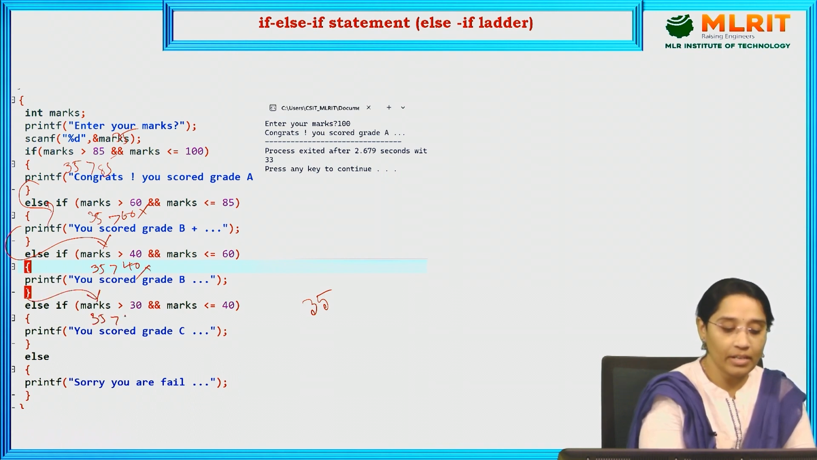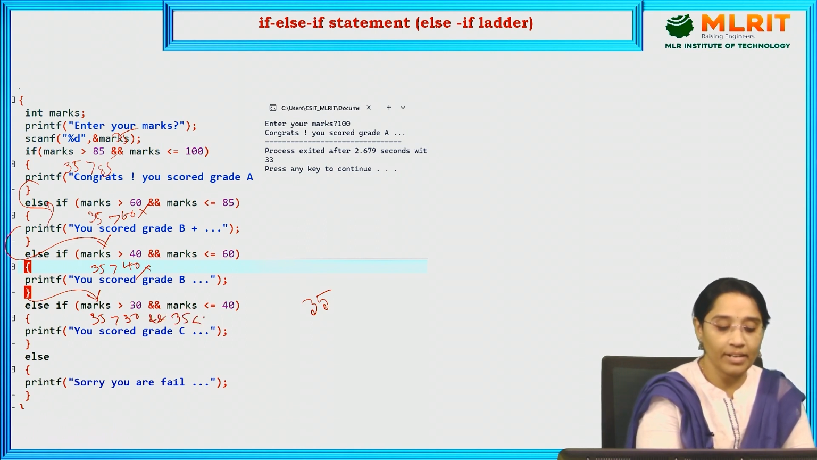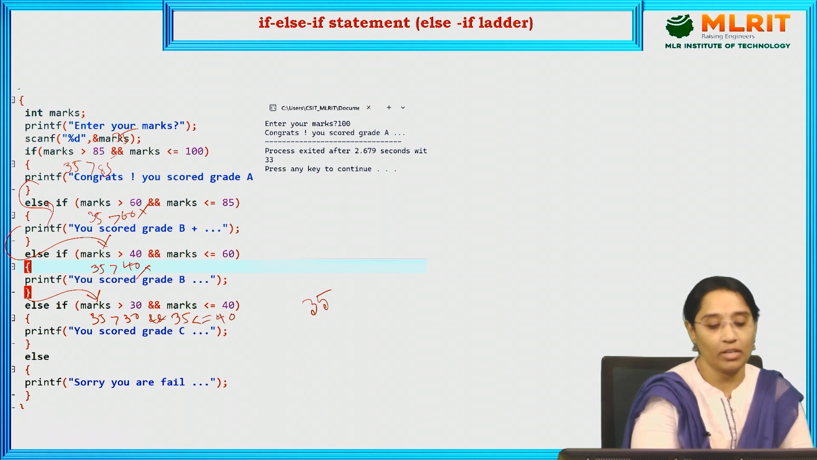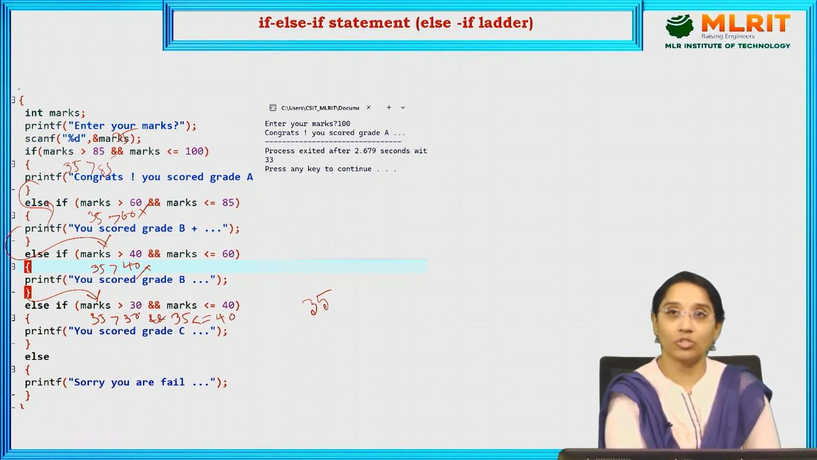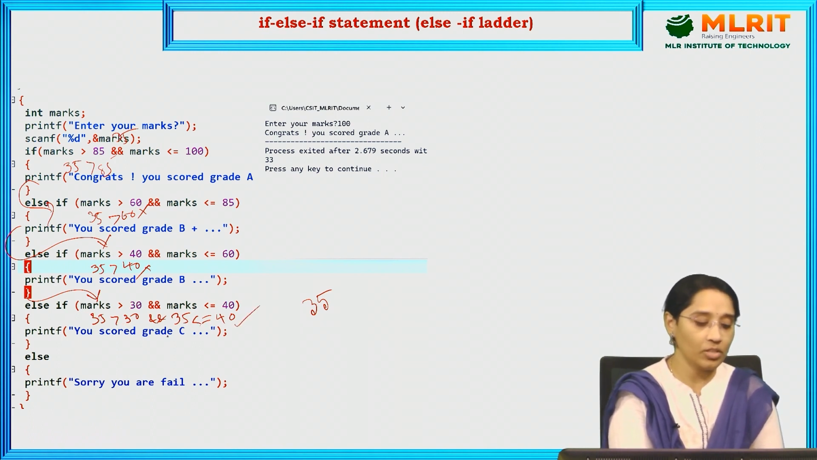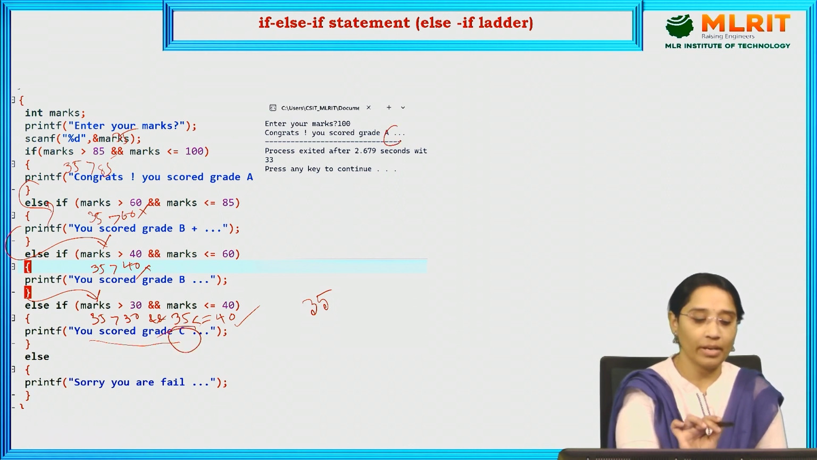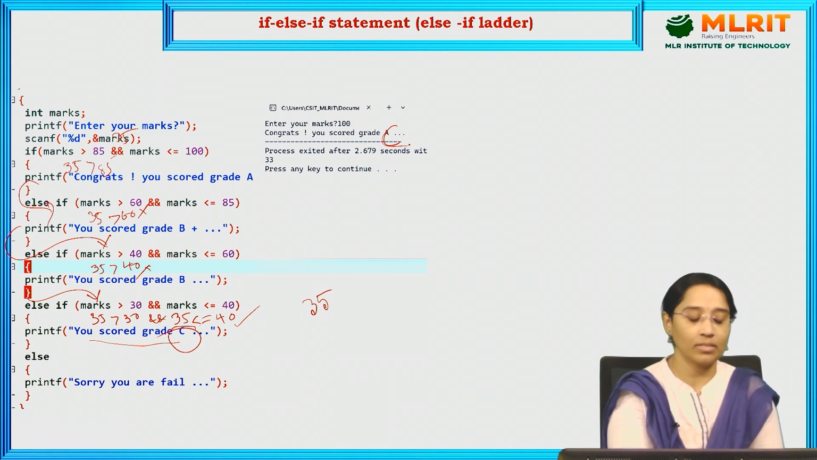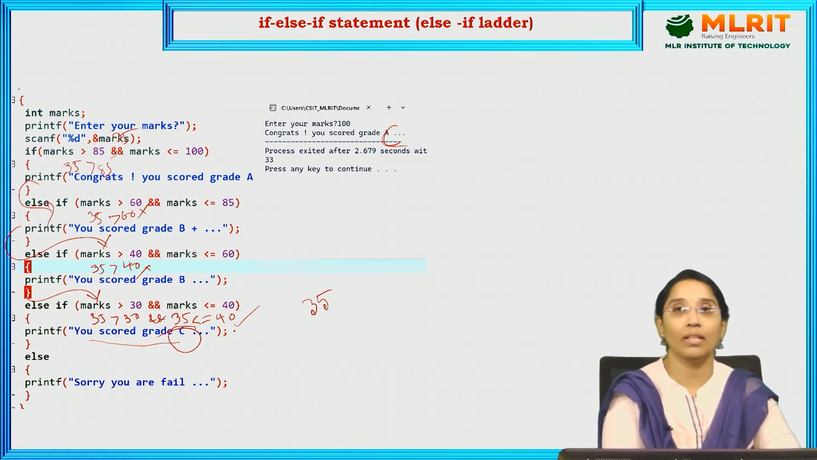35 greater than 30, and let's check the condition 35 less than or equal to 40. See, both the conditions are true here. 35 is greater than 30 and 35 is less than or equal to 40. Both the conditions are true. So you have scored grade C. Here you will get, your score is grade C. This is what the else if ladder is.